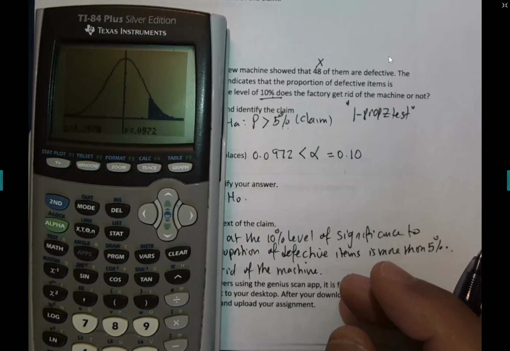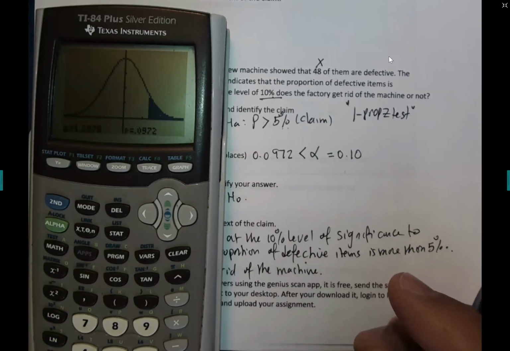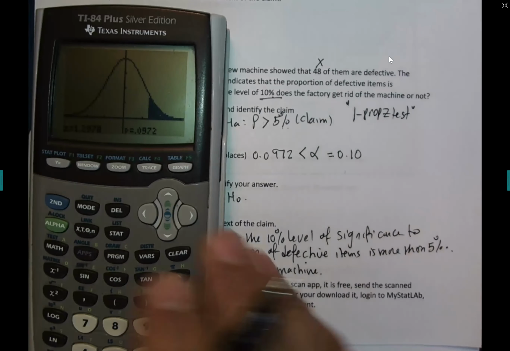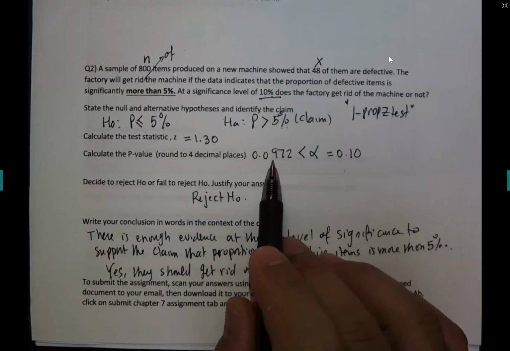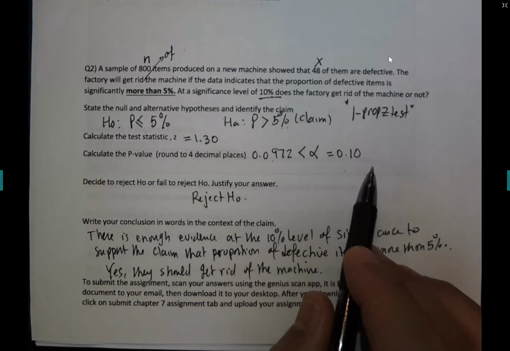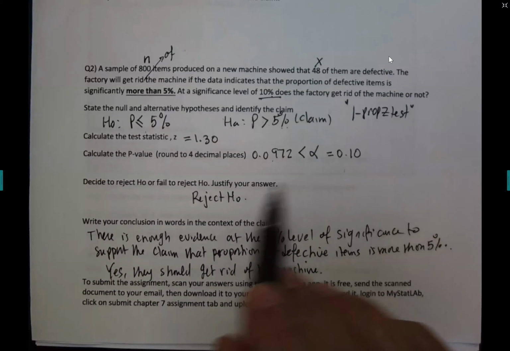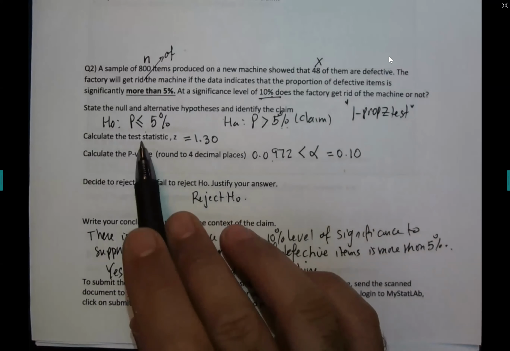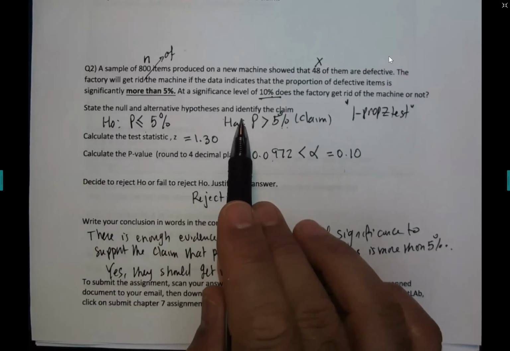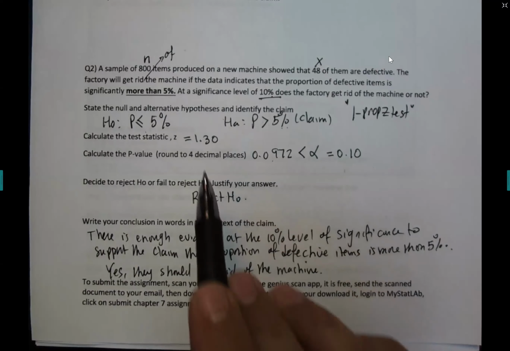Okay, so Z is 1.2978. If you round it to 2 decimal places, it will be 1.3. And the p-value is 0.0972. There you go, which is less than 10%. So you reject the null hypothesis. If you reject the null hypothesis and your claim happened to be in the alternative, you support the claim.